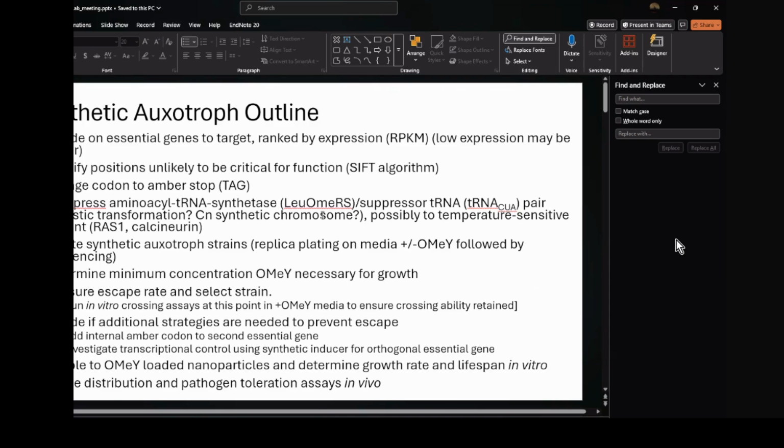Gotcha. Something like the RAS1 strain, just to add an extra layer. So if there was some kind of escape from the synthetic auxotroph, it still wouldn't divide. But I think that might be optional, whether we'd want to use the temperature sensitive mutant or not.